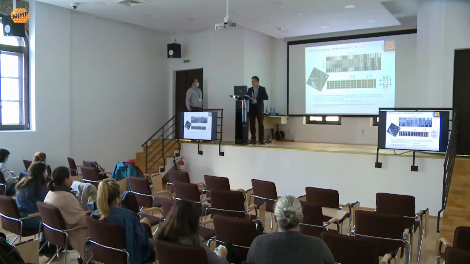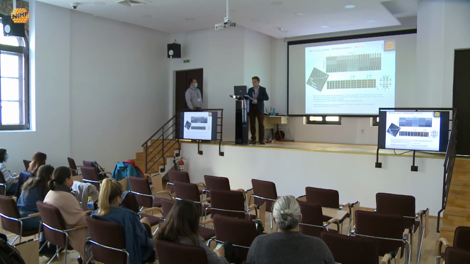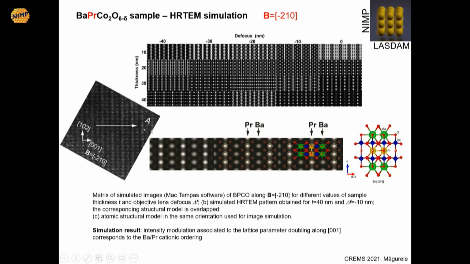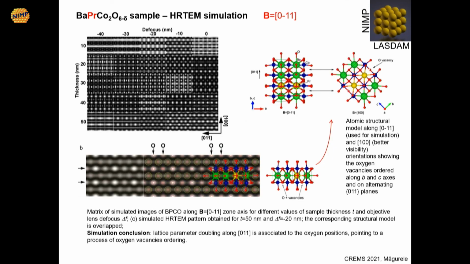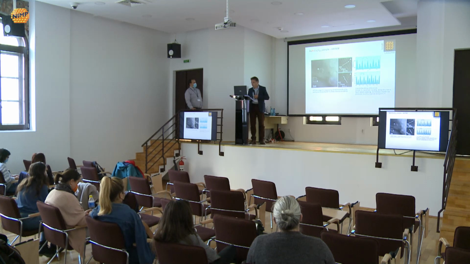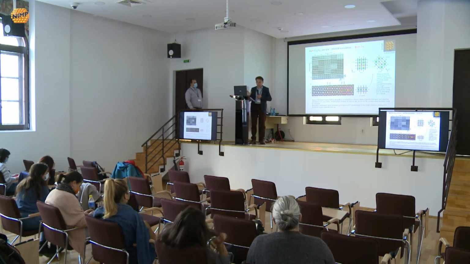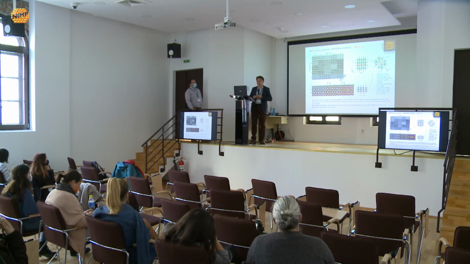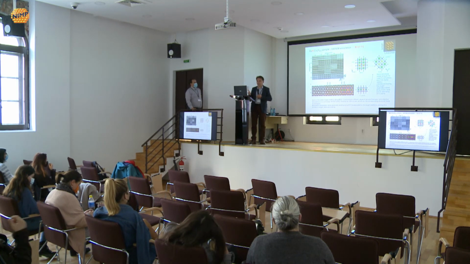This is the minus 210 orientation. And here we could assign this intensity variation along the 001 direction to the ordering of praseodymium and barium. And we didn't notice any other intensity variation on a perpendicular direction. So this would perfectly explain the lattice parameter doubling. The problem was more delicate on the other zone axis, where using the same structural model, we could not explain this by any cation ordering. So we had to find another explanation. That's why we looked at the oxygen.